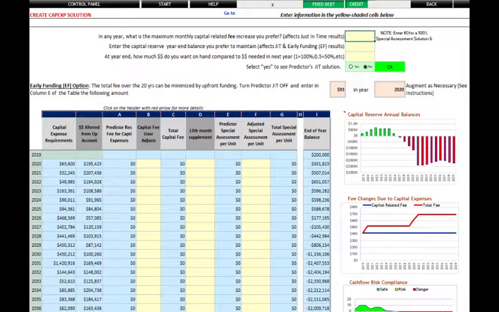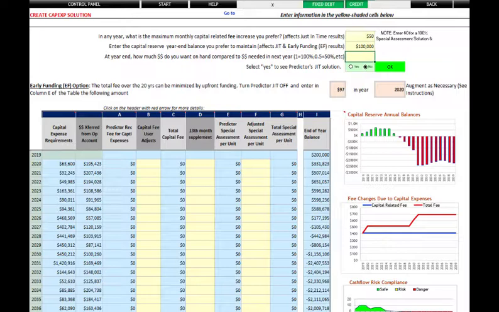Let's assume the association prefers a maximum fee increase from year to year of $50. Now let's set the target carryover from year to year at $100,000. The purpose of this level is to always have funds available for unforeseen capital expenses. We're accommodating for all known projected expenses in this case. This level is arbitrary and is up to the individual association.